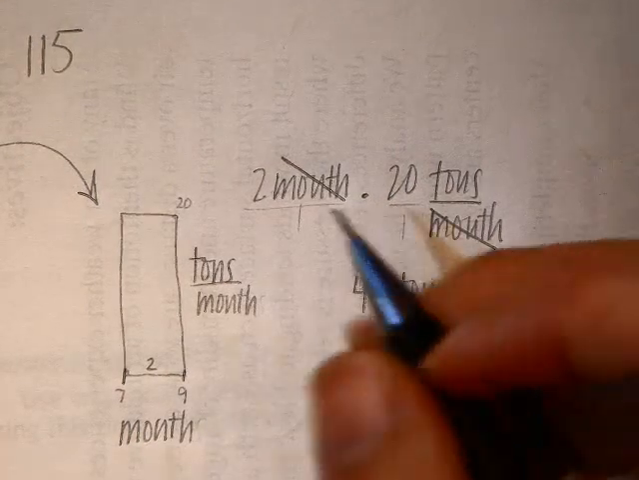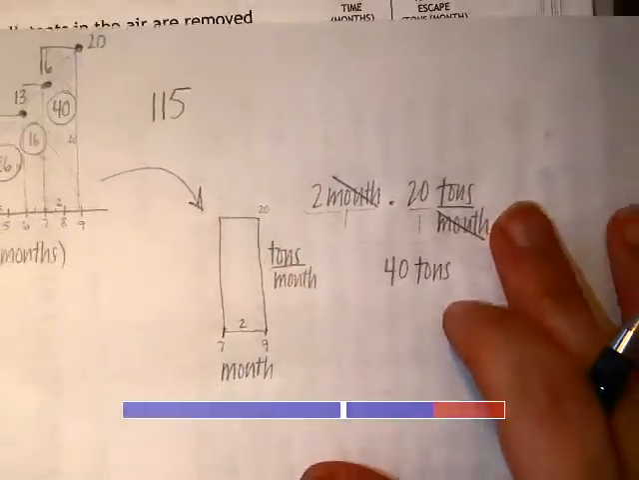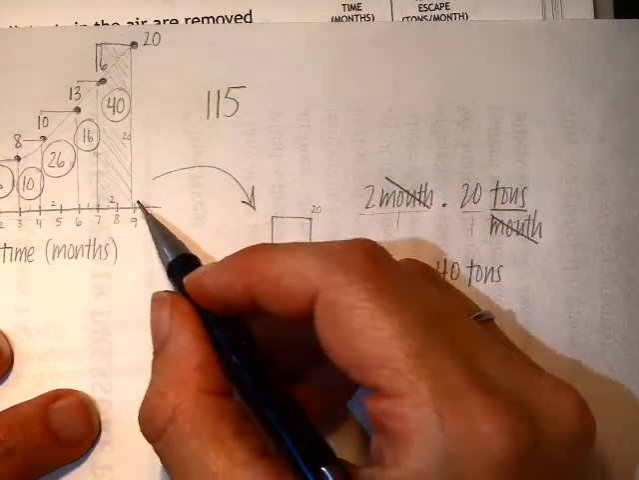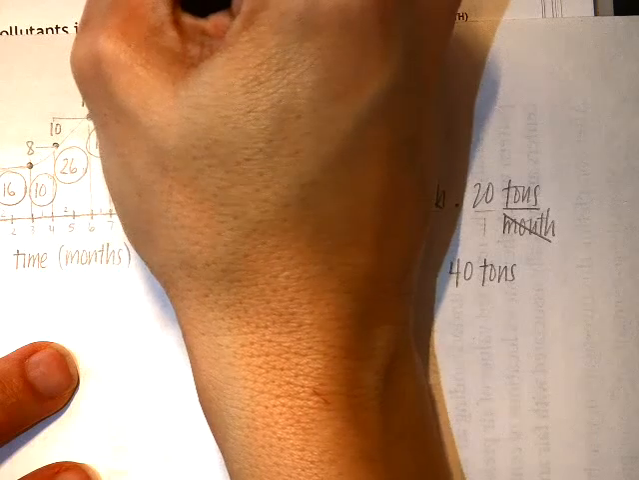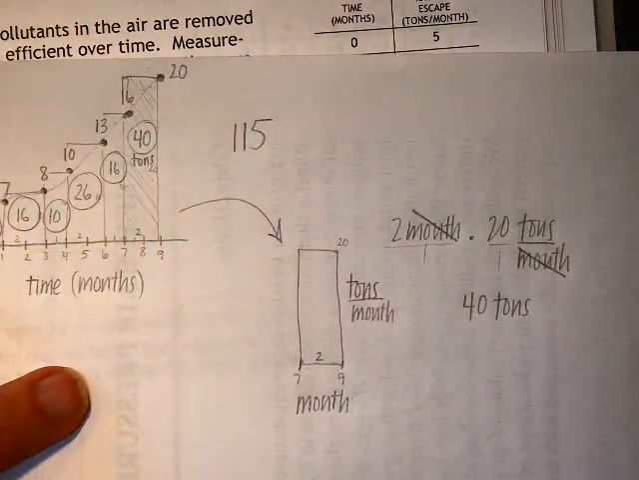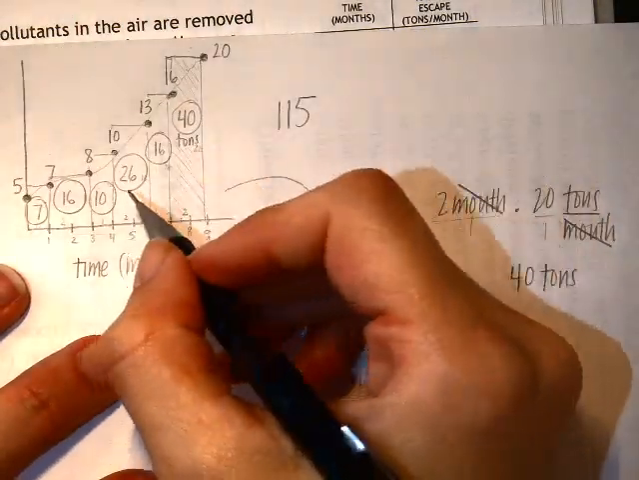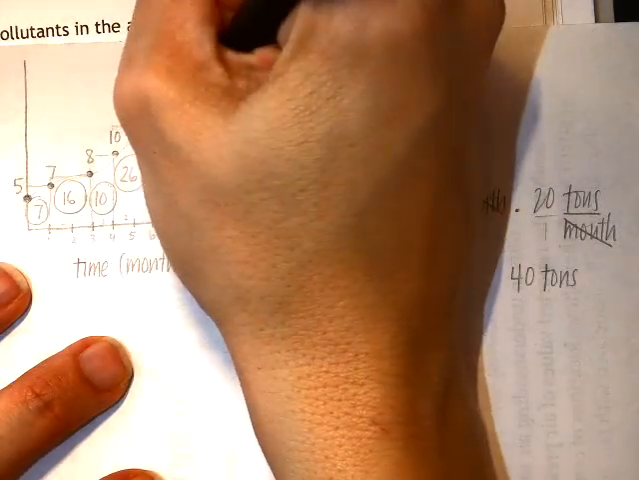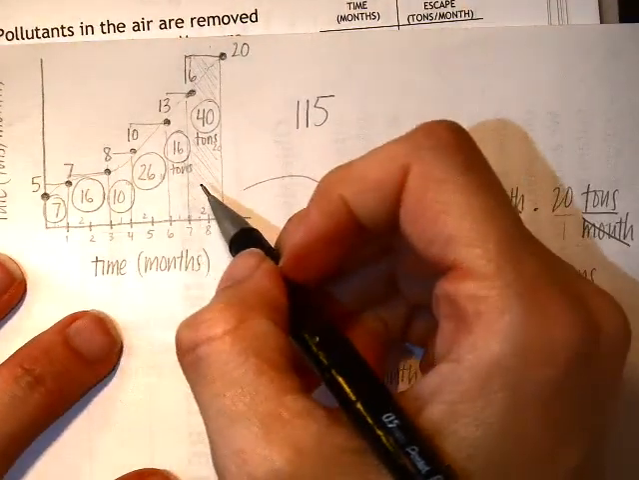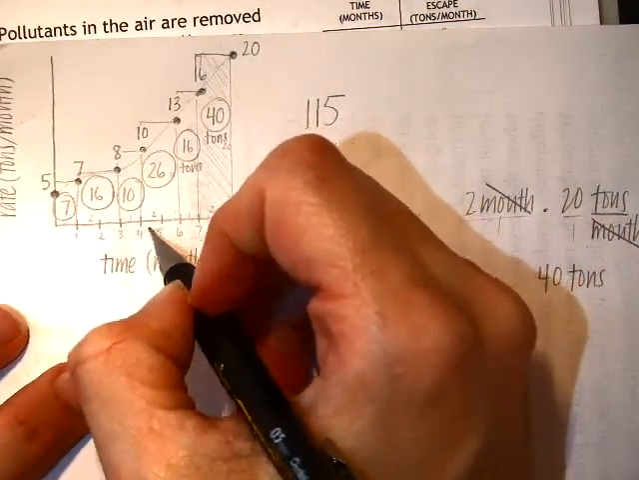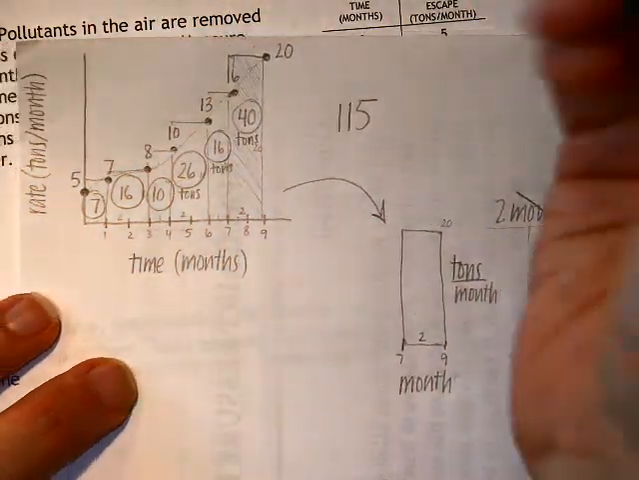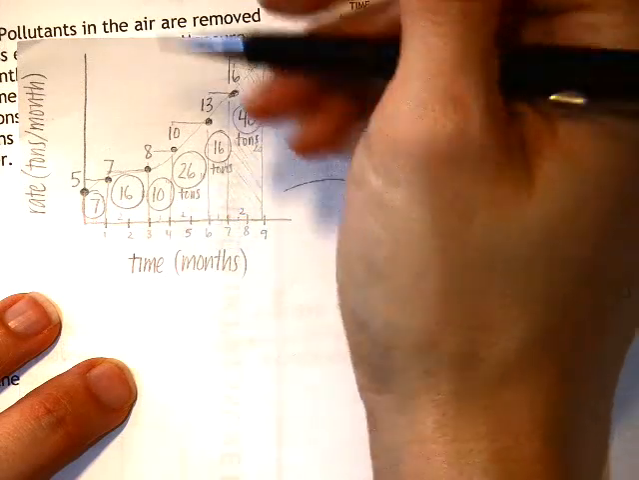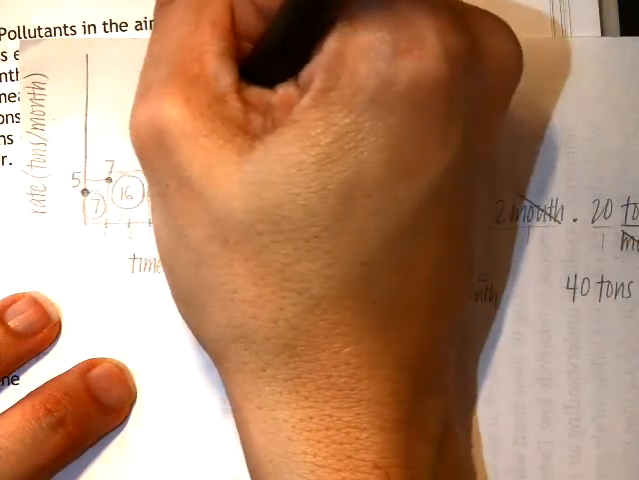And that means that in that gap of time, in that span between month 7 and month 9, I must have emitted 40 tons worth of pollutants. And that means that each of these answers was the number of tons of pollutants that escaped every month. In the gap between months 4 and 6, we lost 26 tons. In the gap between month 3 and month 4, we lost 10 tons.